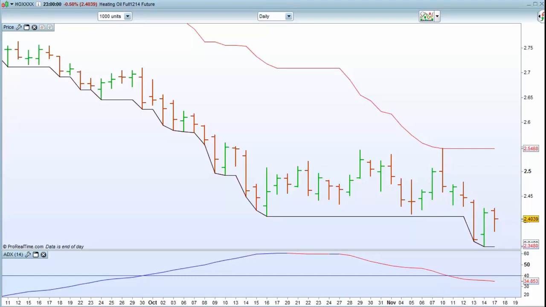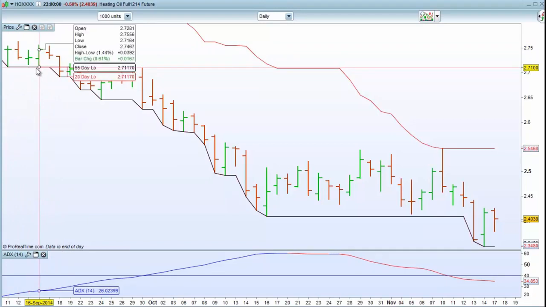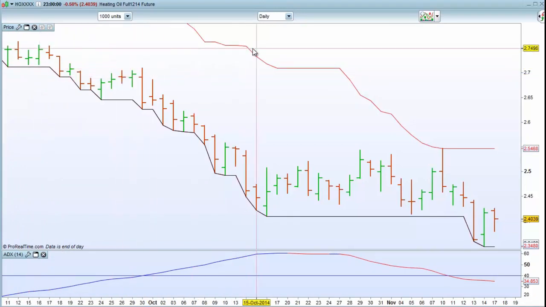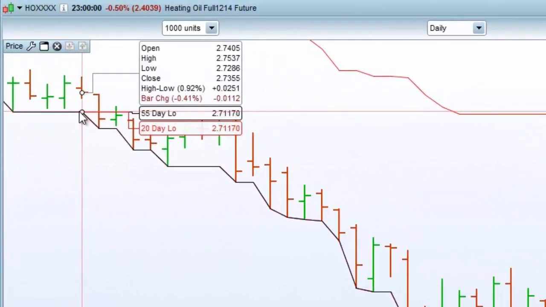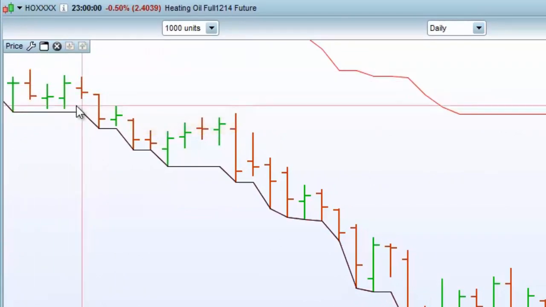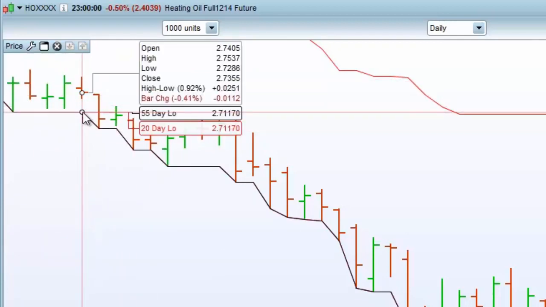Looking at the chart, we see here we have a sideways setup. We have 5 days of a horizontal 55-day low. You can see that's the 55-day low. Here goes a 20-day high above that. As I click on this line, you can see the 55-day low and the 20-day low overlap if you look to the right of the cursor. And here you have a sideways setup. You have a rising ADX, so you can place your order on this 5th day.